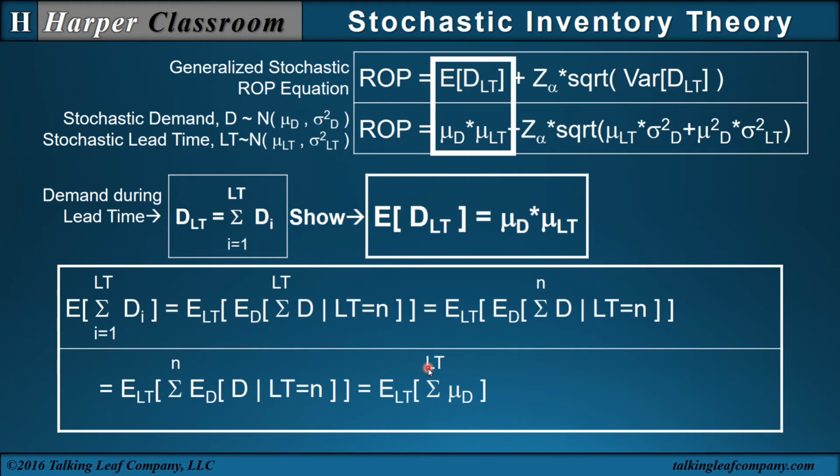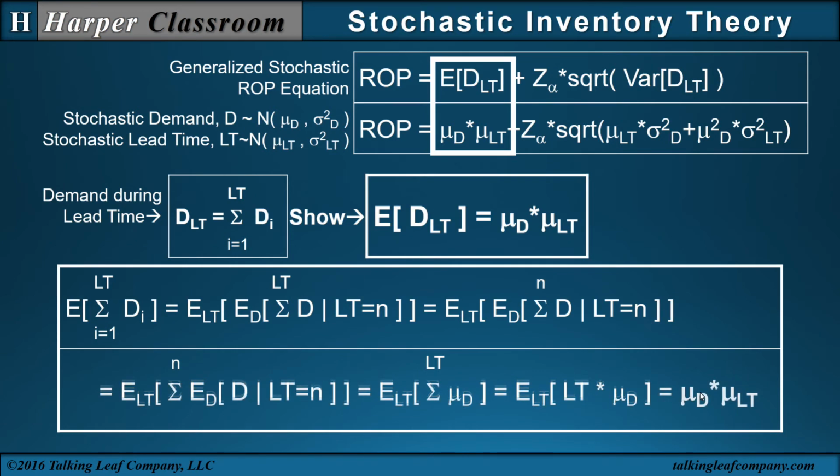Now lead time becomes a random variable. Well, since this is a constant, the sum of a constant is just the lead time times the mean. Now the expectation of the lead time becomes just the mean of the lead time, and there's my expression.